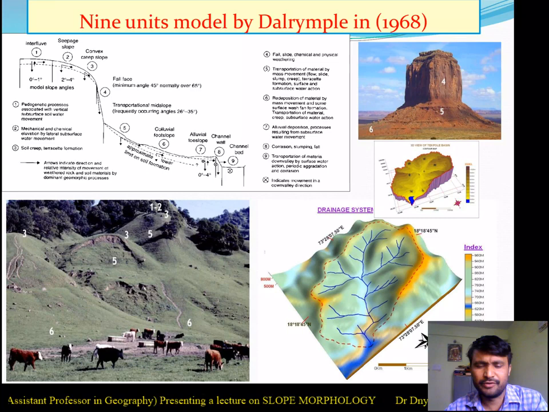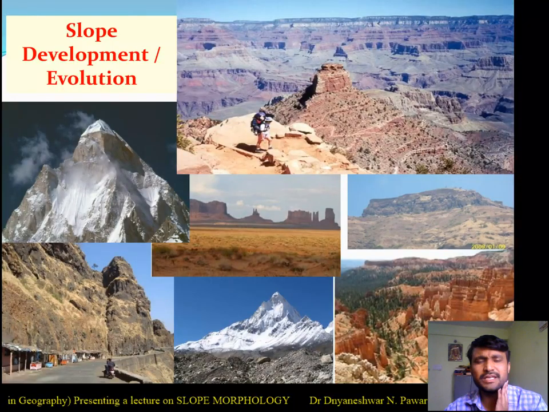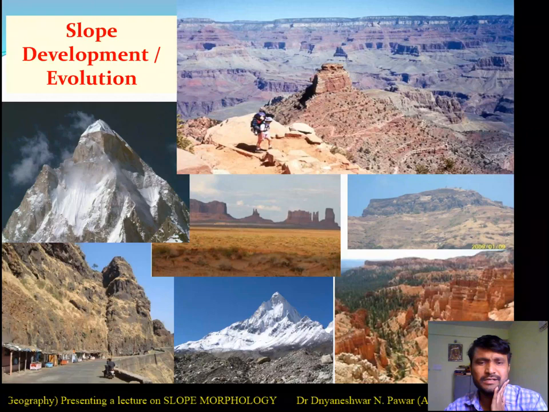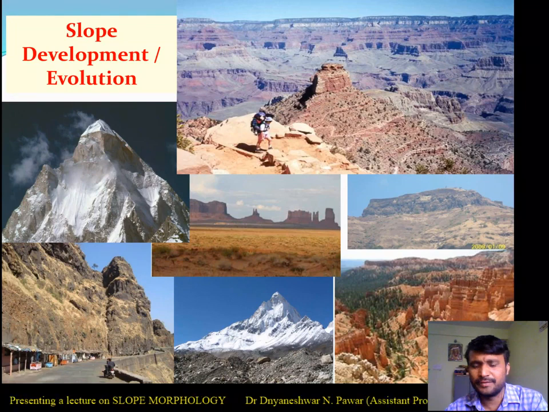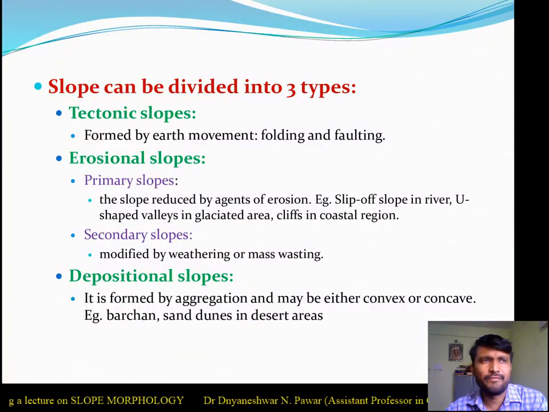This is slope development. How does slope develop? In the world, when we see different landforms, their slope patterns, different types of hills and their different shapes, on the basis of this there are several theories which give a prediction of how slope is developed. Basically, slope formation can be divided into three types: tectonic slope, erosional slope, and depositional slope.